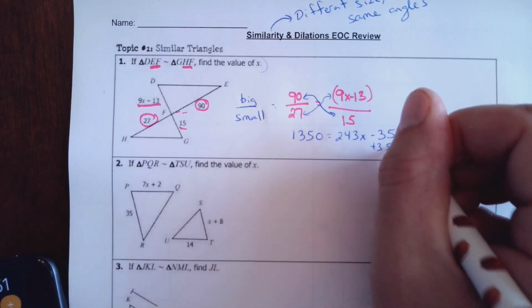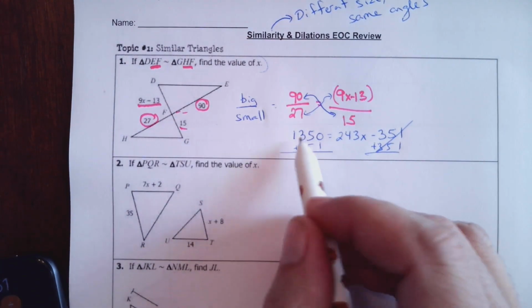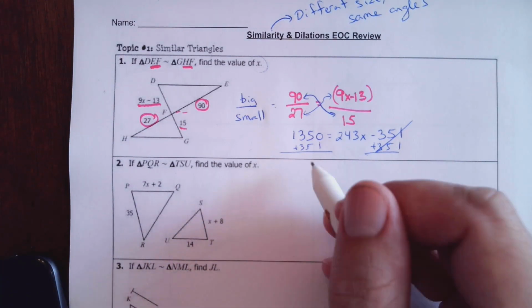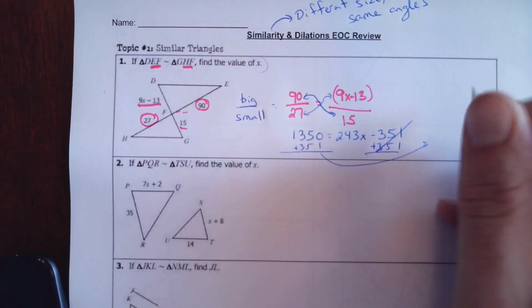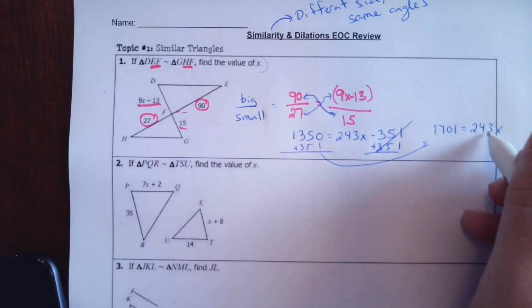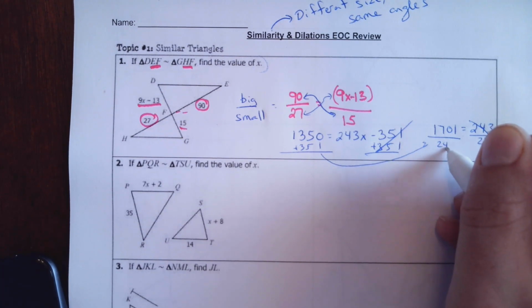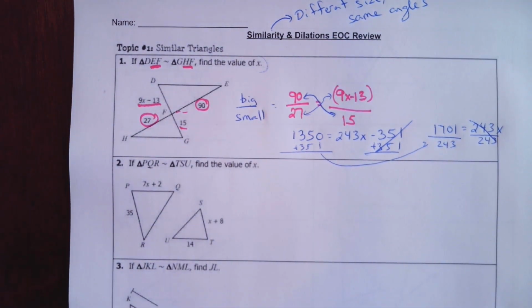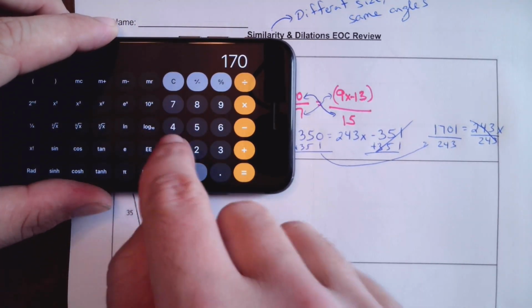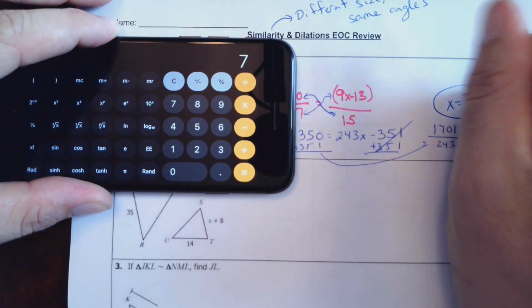All right, now all we're doing is solving for x. So add the 351 to move it. So that's going to be 1,701 is equal to 243x. Divide by 243. 1701 divided by 243 is 7. So x is equal to 7.